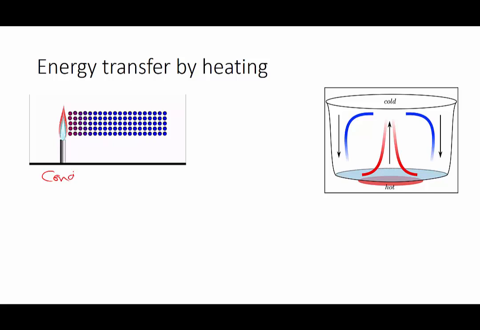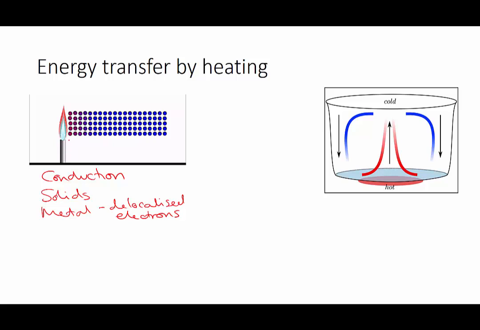The first one is conduction. In conduction, we are looking at solids, in particular metals, because these have what we call delocalized or free electrons. And because these electrons are free to move through the particle, that means the energy can be transferred a bit more quickly than it would be otherwise.